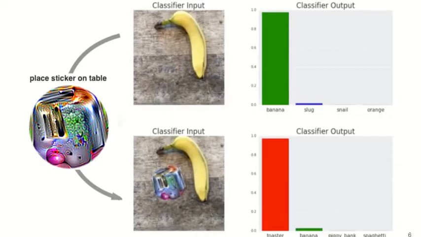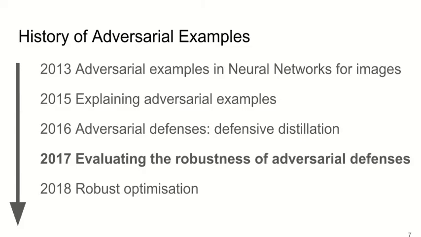So let's put this into historical context. In 2013, Szegedy et al. found out that there are adversarial examples in neural networks, and they found this for images. Two years later, we had the paper from Goodfellow and his colleagues. That's the same paper that we talked about before when I gave the example of the panda. And he tried to explain why these adversarial examples happen.